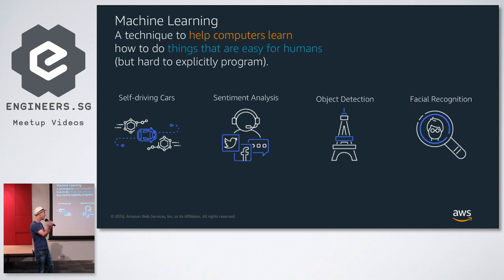Just to go into one of these in a little more detail, object detection, right? If we say, this is a picture of the Eiffel Tower, and you and I sat down and our job was, how do we write a function to tell me if this is a picture of the Eiffel Tower?